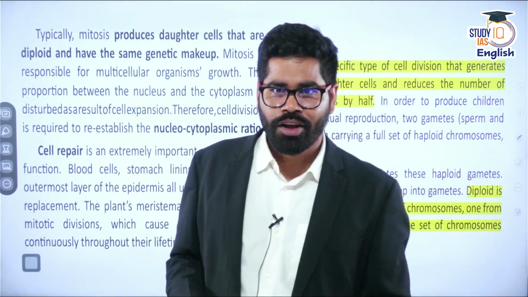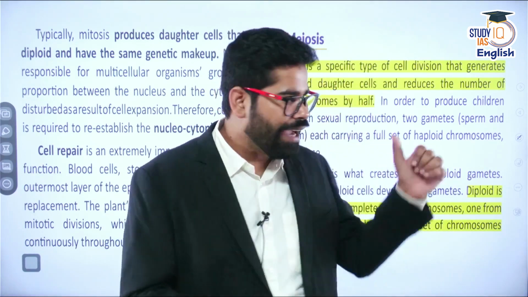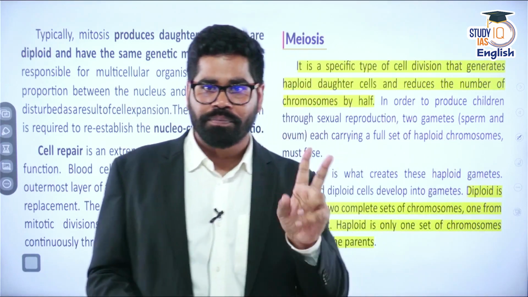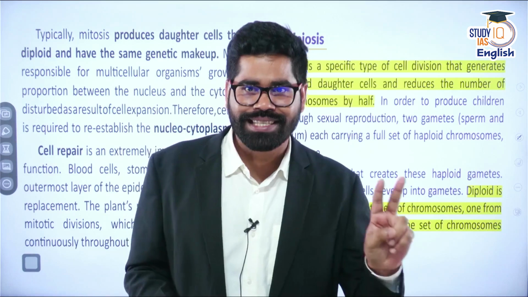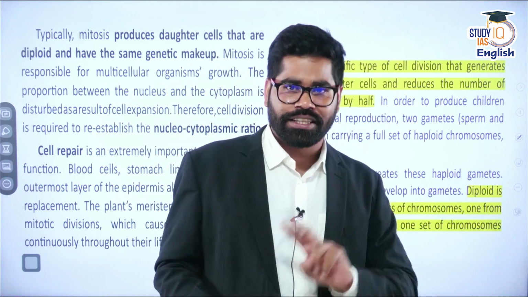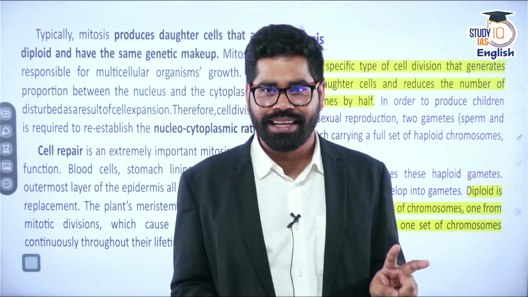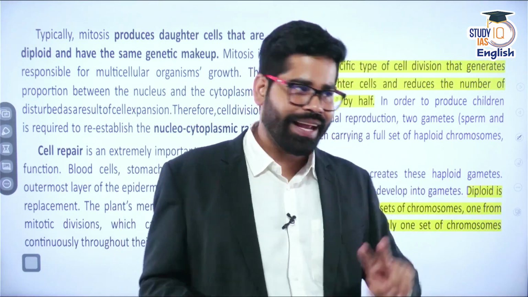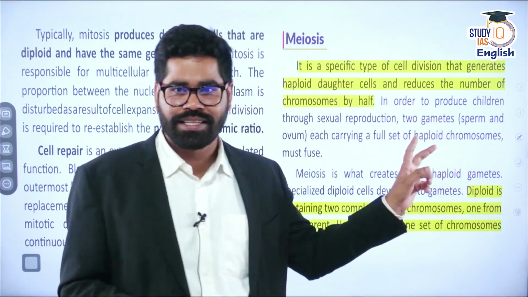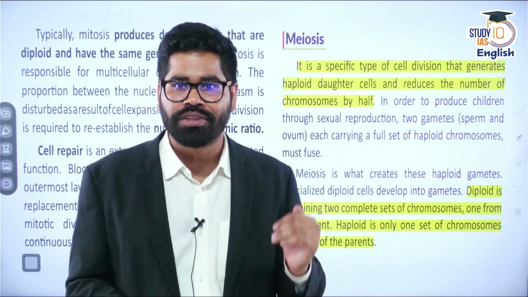So in case of mitosis, we are getting a diploid cell having the full pair of the chromosomes. On the other hand, we have this meiosis process. Now in the meiosis process, we get 4 haploid cells. What is the difference between diploid and haploid cell? In the case of diploid cell, we have the full pair of the chromosomes, whereas in case of haploid cells, we have half the number of the chromosomes.